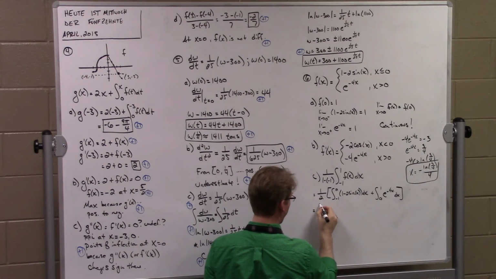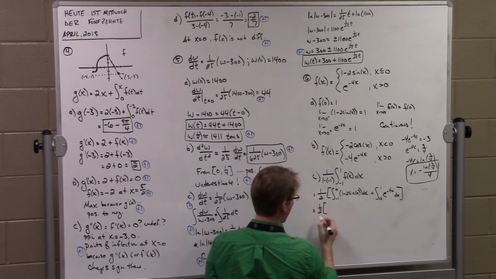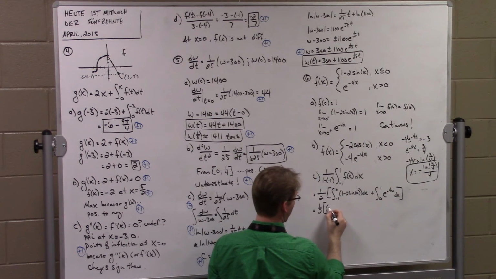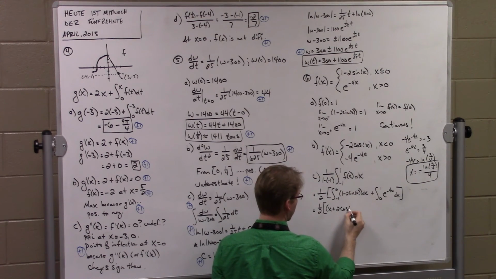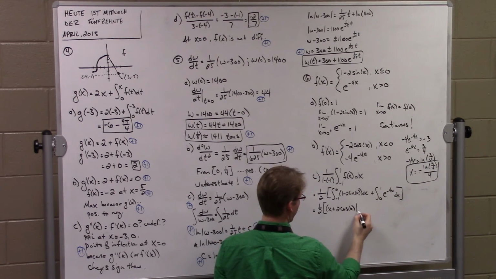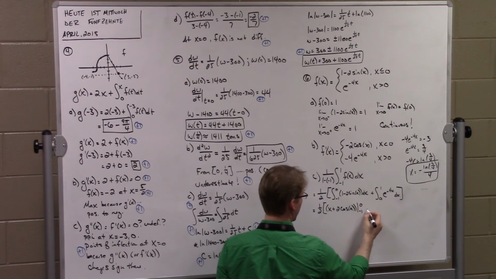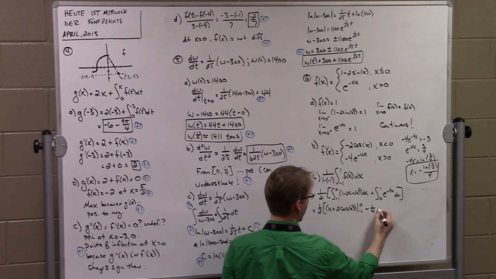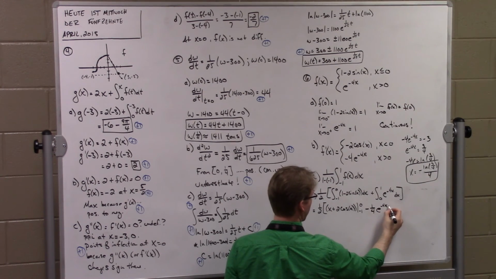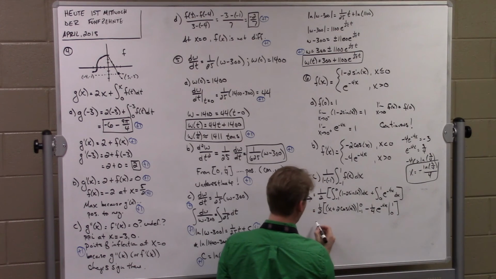Okay, here we go. Antiderivative of this one is going to be x plus 2 cosine x from -1 to 0. And, it's a teeny tiny u sub, we get a fourth minus 1/4 e to the -4x from 0 to 1.